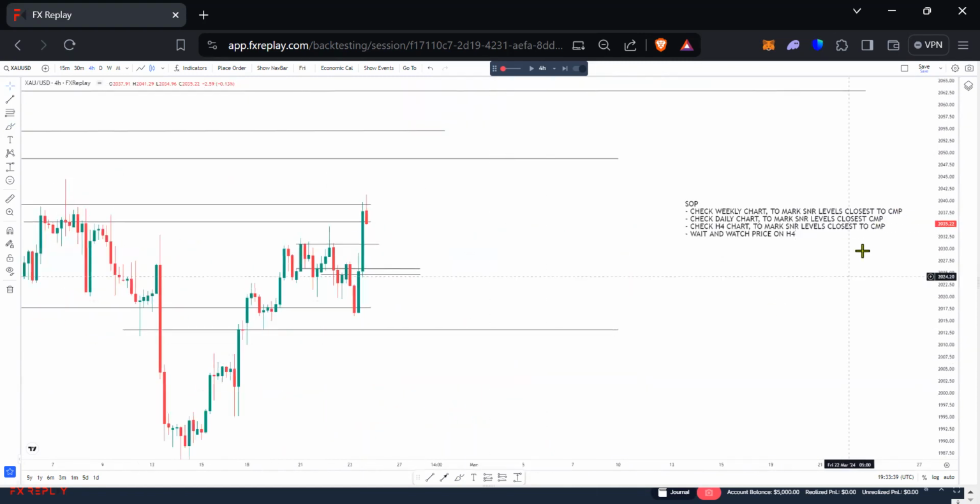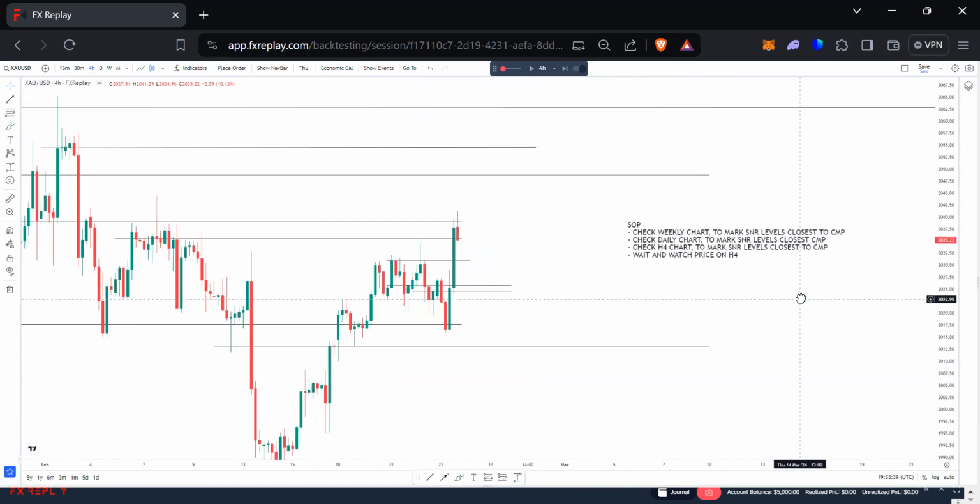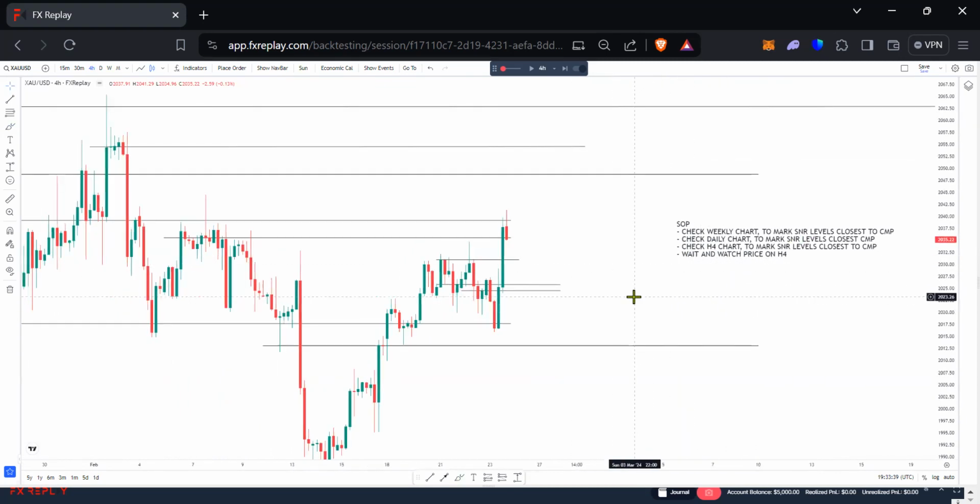So what we do is follow our SOP, right? With this SOP, we only look at price on the H4 charts. We don't do anything else. After we've marked our weekly, daily, and H4 levels, the only thing left for us to do for that day is to watch. We just watch on the H4.